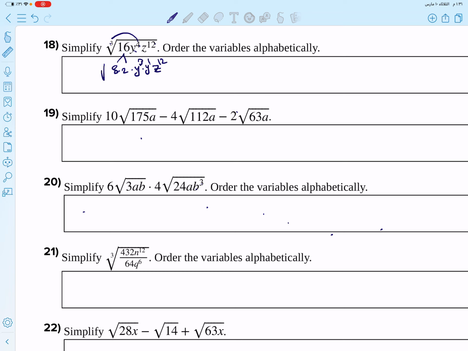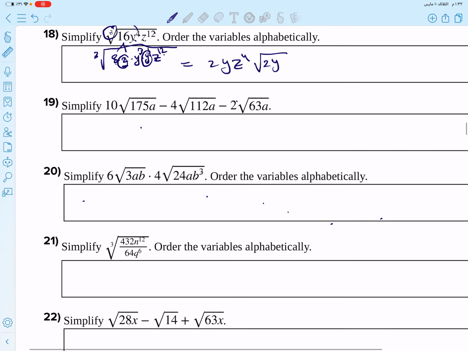Now, cube root, okay, so what is the cube root of 8? 2. The 2, I just keep inside the cube root. Y to the power 3, y, and I have y inside, so I have 2 and y. Z to the power 12, 12 divided by 3, 4, so z to the power 4. Now, the radicand is 2 and y. This is the answer. I don't need absolute value here because the index is odd.